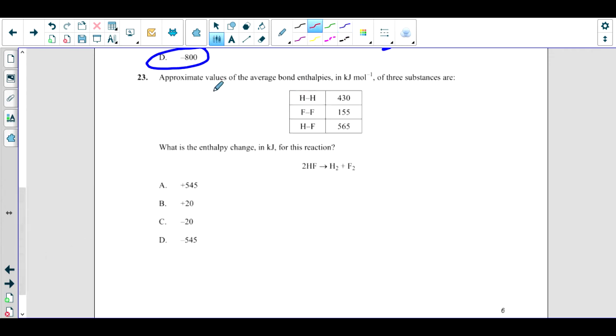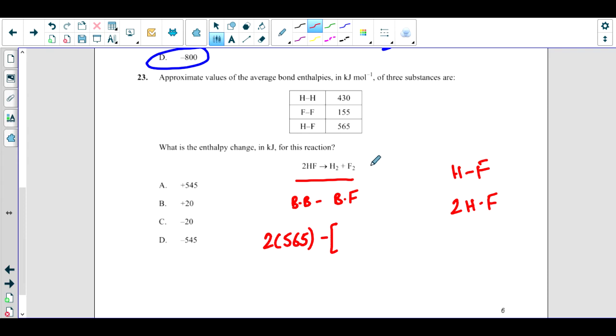Approximate values for the average bond enthalpies of three substances are given. What is the enthalpy change in kilojoule for the reaction? Again, it's bonds broken minus bonds formed. So how many bonds are there in HF? One bond. So it is 2HF. So 2 times 565, because the value is 565, minus H2.